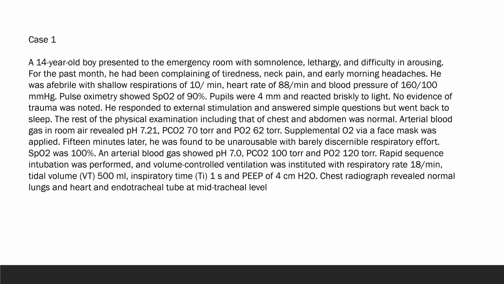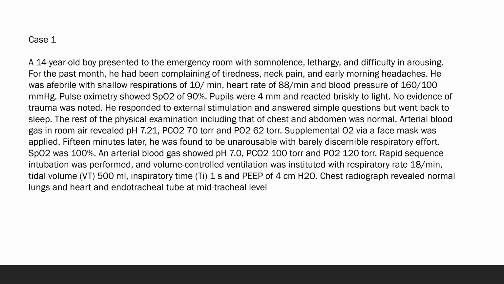This time, rapid sequence intubation was performed. Volume controlled ventilation was instituted with respiratory rate 18 per minute, tidal volume 500 ml, TI 1 second, PEEP 4 centimeter of water. Chest radiograph reveals a normal lung and heart, and ET tube is at mid-tracheal level.